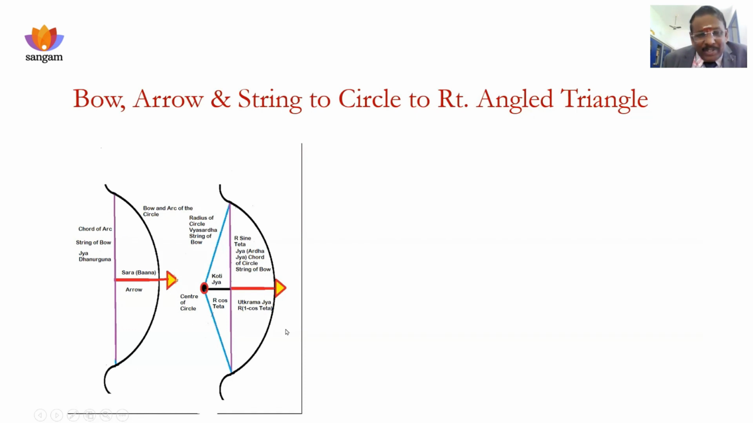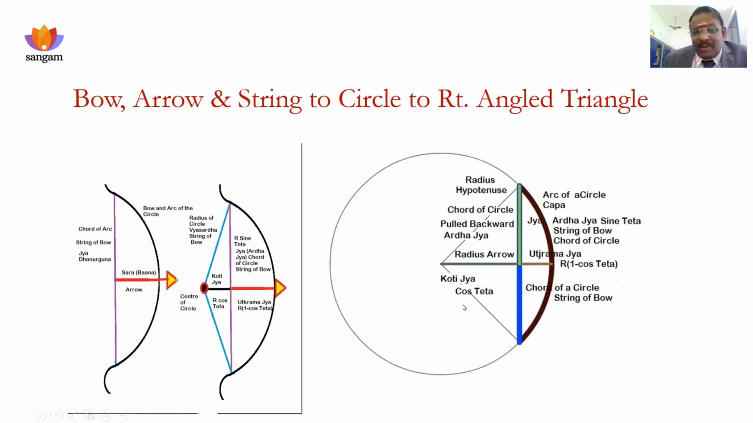If you put this exact figure, bow, arrow, and pulled back string, into a circle, how will it look? It will look like this. This is the bow. This is the string not pulled back. This is the arrow. And when the string is pulled back, this is the center of the circle. Inside the circle, we are fitting this figure exactly.